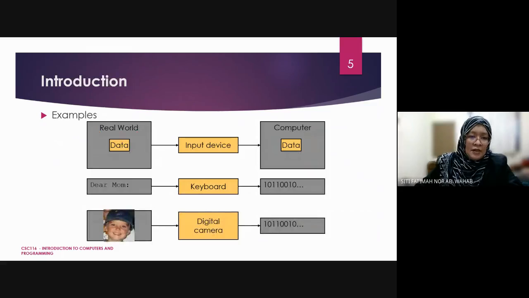So let's see an example in the real world. We have data and we have an input device, let's say your keyboard, and then you input the data and it becomes the data inside the computer. You type "dear mom" using the keyboard, but the computer actually understands it in this form, 10 and so on. And then you take pictures from your digital camera and you put them into your computer, and the computer also understands that picture in the binary form.